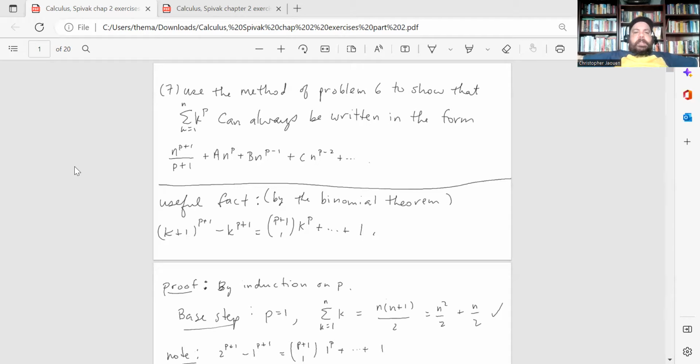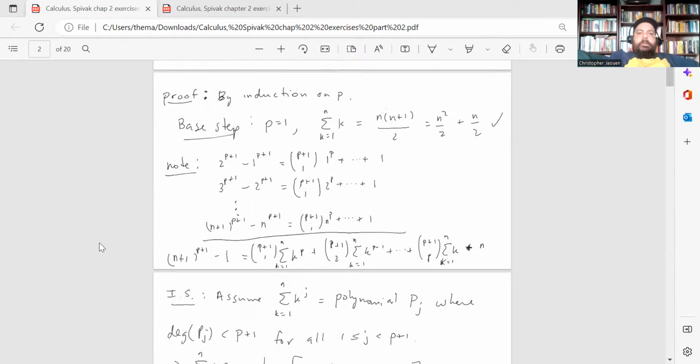The problem says, use the method of problem 6 to show that the sum of the first n pth powers of the integers, so 1 to the p plus 2 to the p plus 3 to the p, etc., can always be written in the form that he has below: n to the p plus 1 over p plus 1, plus polynomial terms of degree less than p plus 1. That's what we're going to show. We'll do it by induction. A lot of the problems in this chapter are done with induction.